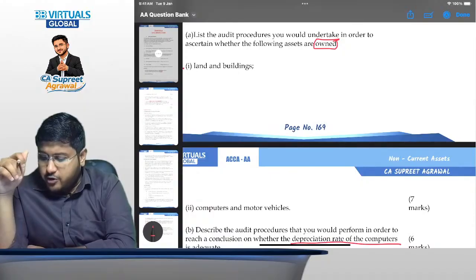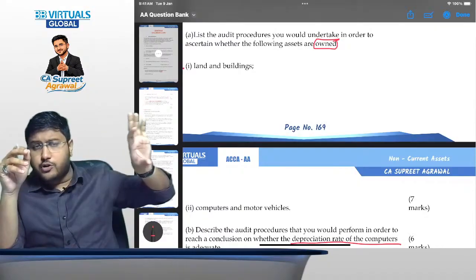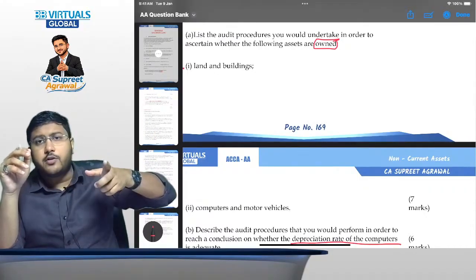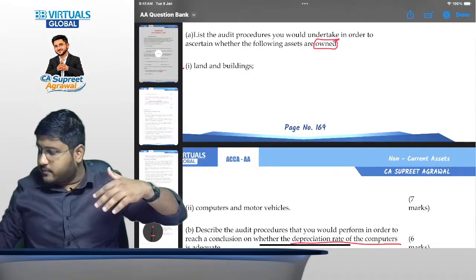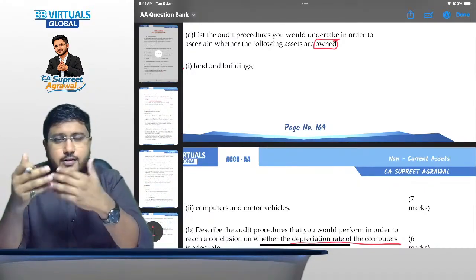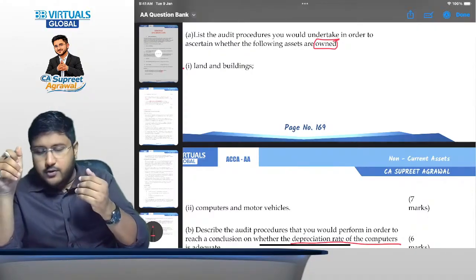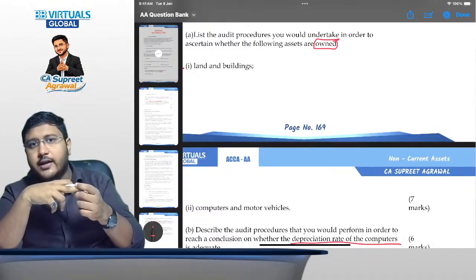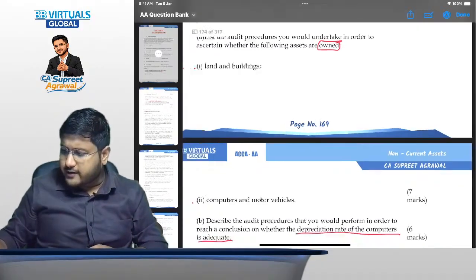These things are important. Then when we talk about computers and motor vehicles, for the opening balances we can do a physical verification and also obtain the title documents. But for the additions, we can verify the purchase invoices. For the ownership part, we can also check the registration documents, whether they are in our favor or not. So that's how we can verify the ownership.